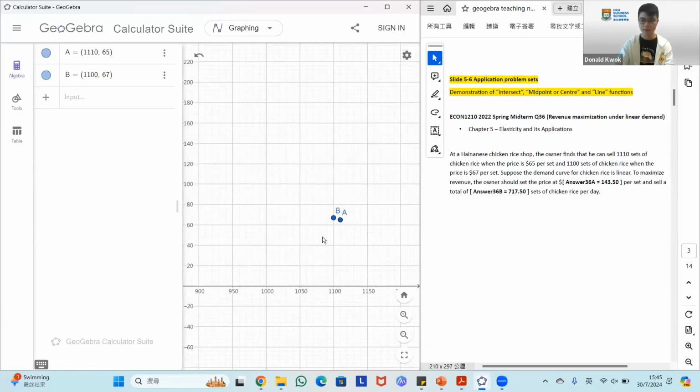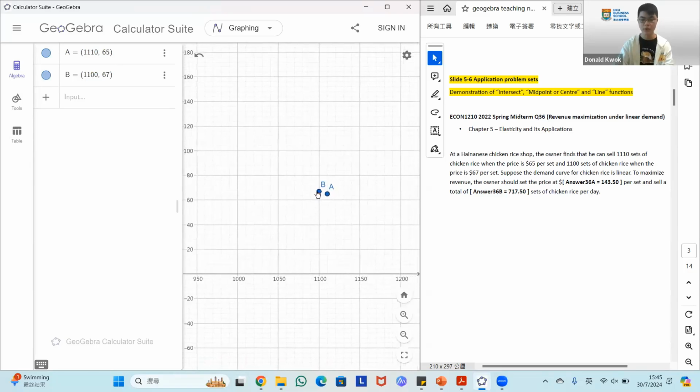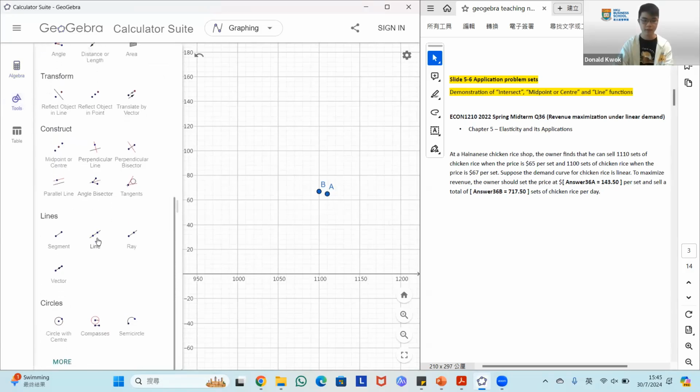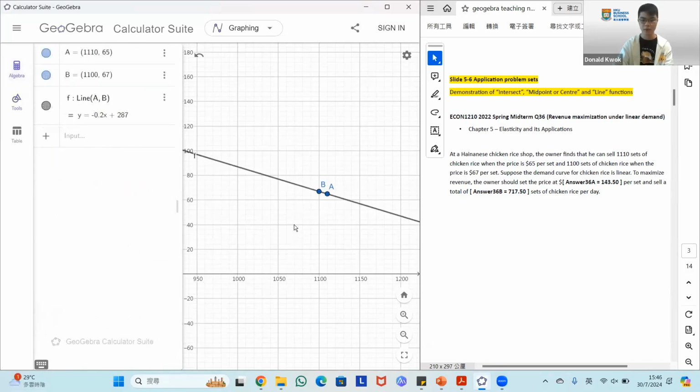Right. Since we already have 2 points on the straight line, we can now use the line function to derive the linear demand curve. Click Tools and then find the line function. What you need to do is just to collect the 2 points A and B. Then GeoGebra will help you plot the straight line passing through these 2 points, which is also the linear demand curve in question.